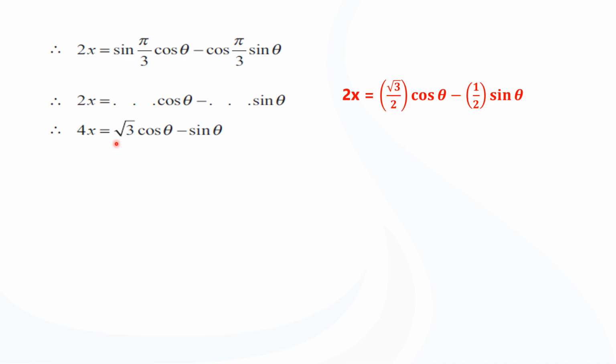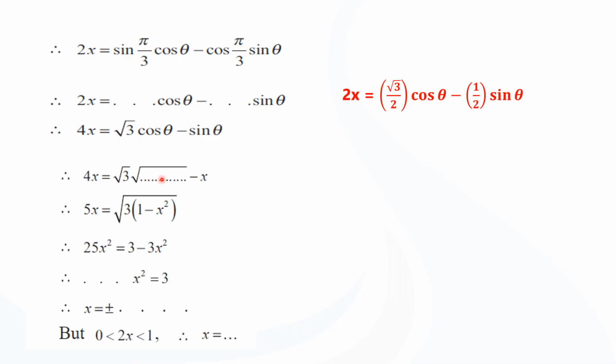Now you will take 2 on the other side. It becomes 4x is equal to root 3 cos theta minus sine theta. What next now? So we'll replace this theta by x, as we have to find out x. Right? So this is the next part. So here we have to complete. Cos theta will be replaced as what? I have already told you. It's root 3 into root of 1 minus x square minus x.